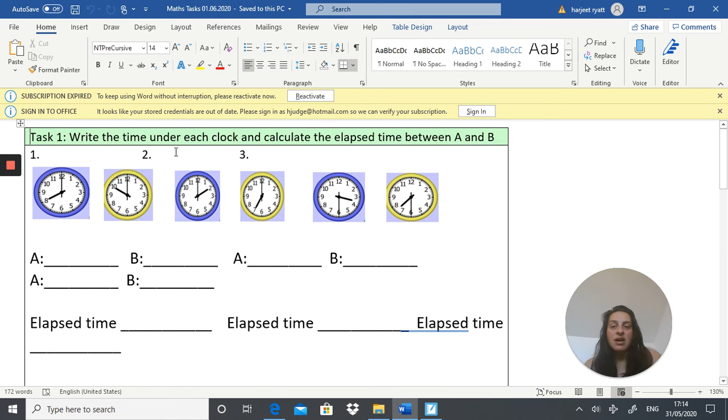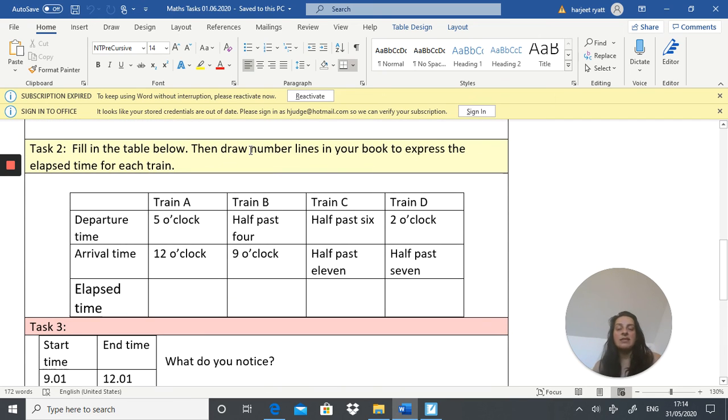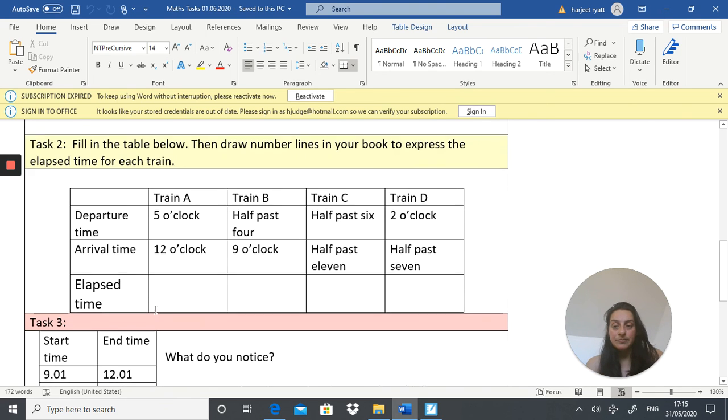Task 1 is asking you to write a time under each clock, so clock A and clock B, and is asking you to work out the elapsed time between the 2 clocks. That'll be the first task. Task 2 is saying fill in the table below, then draw lines in your book, paper to express the elapsed time for each train. So train A, it departs at 5 and arrives at 12. What's the elapsed time? So you can write the answer in. If you are someone who prints the sheets out, you can draw a number line here on the sheet. If you just do it in your book, you can draw a number line in your book to show me how you work that out.